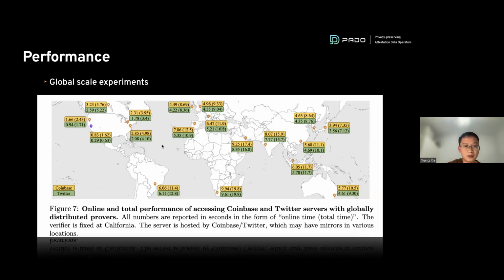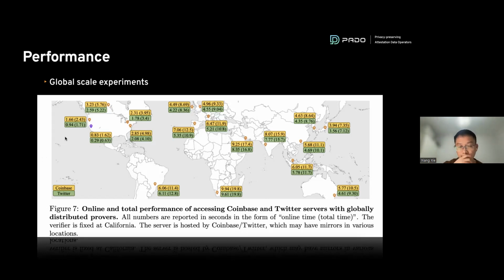Here the purple node is the verifier, and these yellow nodes are provers in different countries and areas. The number in the yellow part is the time when the server is hosted by Coinbase, where we query the balance of BTC or something like that. And the green part means that the server is hosted by Twitter, where we query the number of followers.